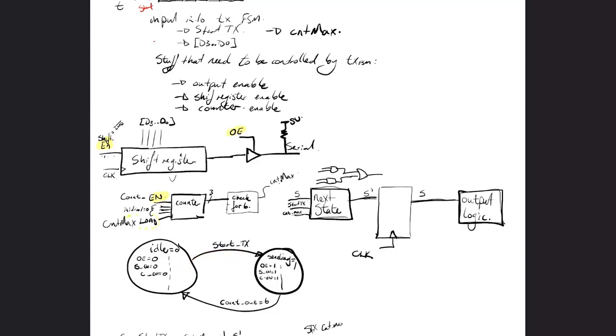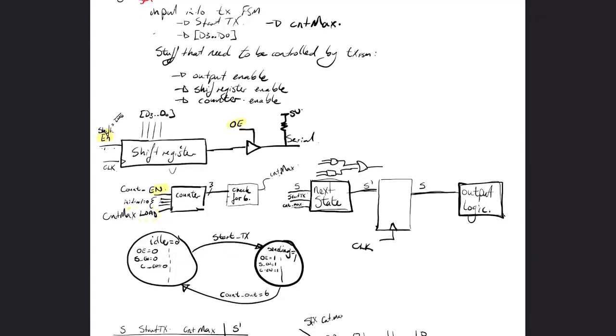Sorry for interrupting myself. Then the next state is equal to 1. So if start TX is 1, then the next state is 1.